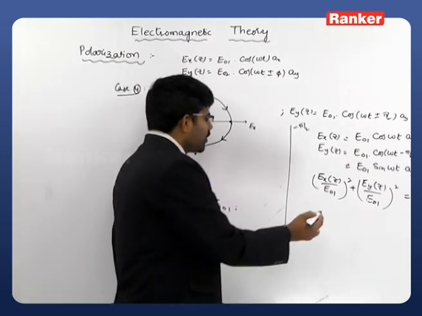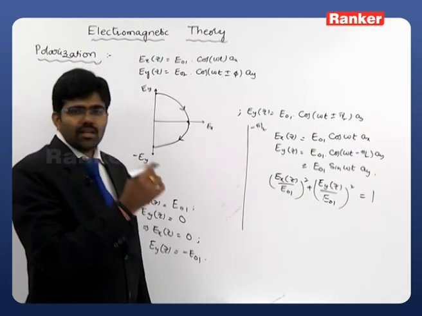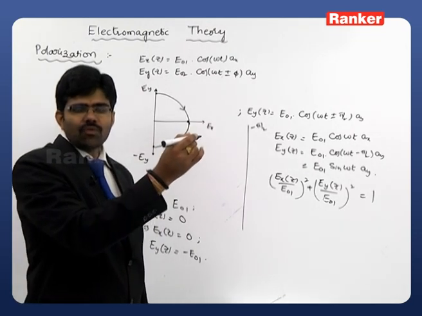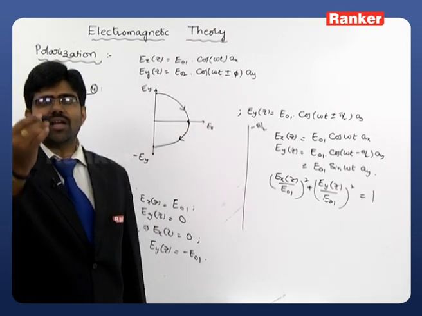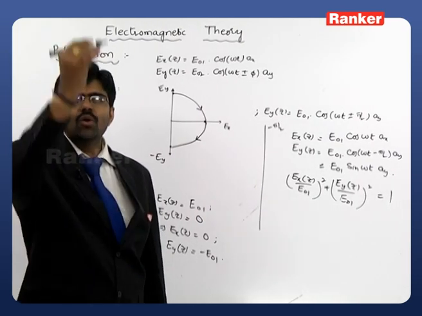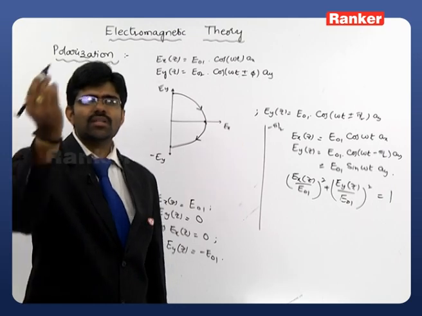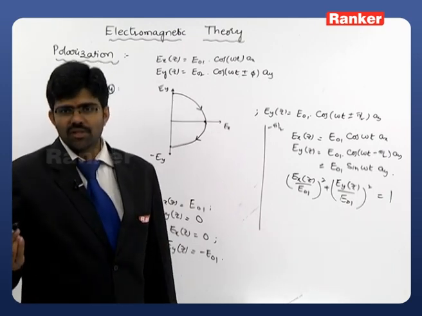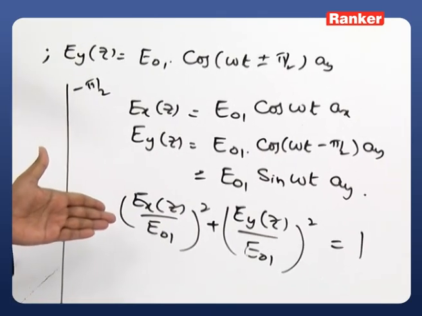Since it is a right-handed circularly polarized signal, at initial time the electric field is along the x-axis, and at the final time the electric field is along the y-axis. It is not on the negative y-axis, it is on the y-axis. So the rotation is always in the anti-clockwise direction. So you can go for a similar type of analysis by considering two different times.